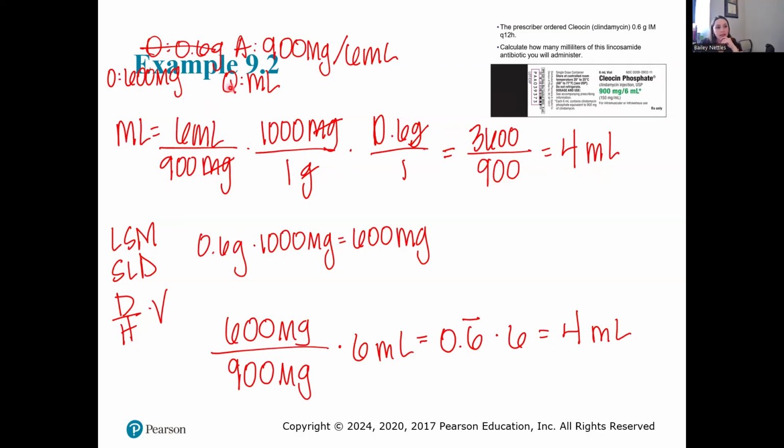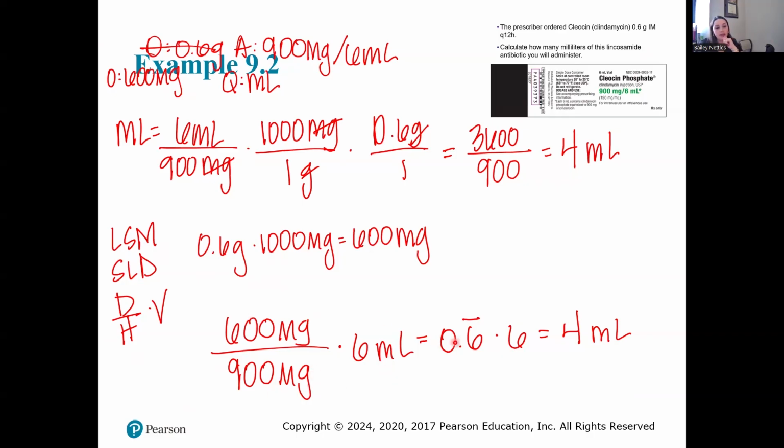All right. So once again, these don't match, grams and milligrams. So I've got to make a match for them to be plugged into my formula. Like I said, I don't care which one you do. If you want to make 900 into grams, that's fine. I like to make the small number get bigger. So grams is larger than milligrams. So I multiply. So I'm going larger to smaller, multiply. 0.6 times 1,000 is 600. So that is my new order. So 600 is my desired, 900 is what I have, times my 6 milliliters.